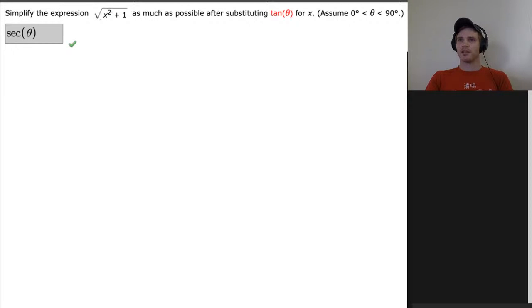Okay, simplify the expression root x squared plus 1 as much as possible after substituting tangent of theta for x. Okay, so this is actually a really interesting question.